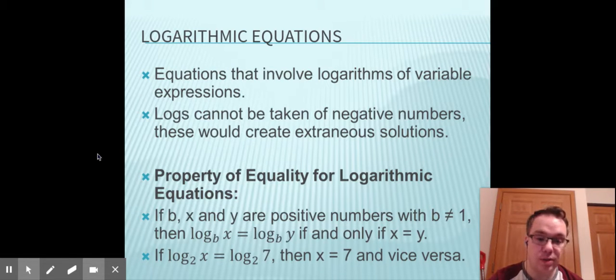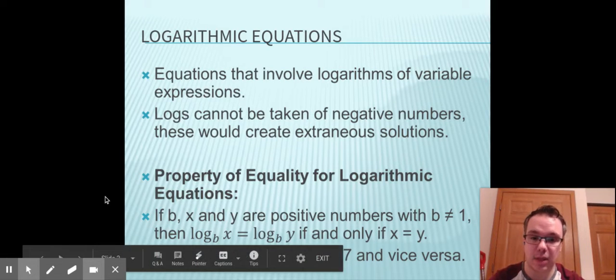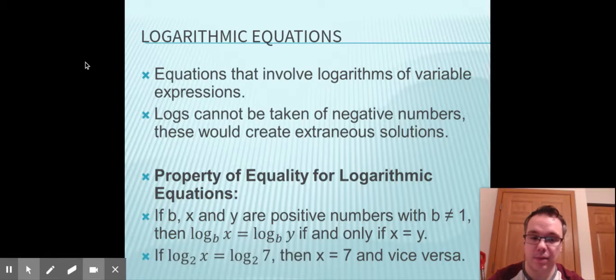And today we're going to be using one property and one property alone, and that's if we have the log base b of two numbers equal to one another, then those two numbers must be equal to one another. So for example, if we have log base 2 of x equals log base 2 of 7, then x must equal 7. So what we're going to do today is we're going to solve equations that look like this. Oops, sorry, that gets covered up, but it looks like that, and by dropping the logs, that's what we're going to do today.